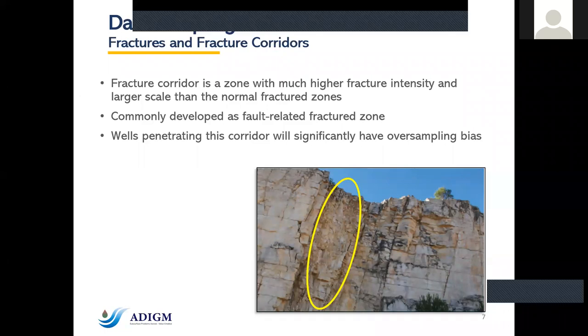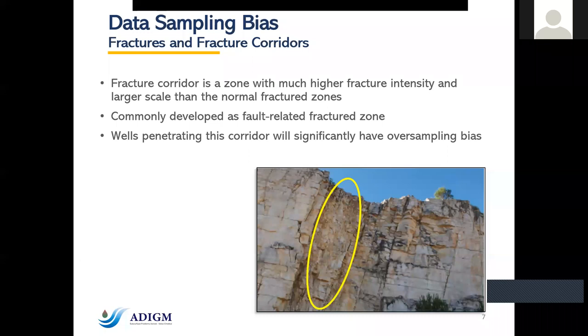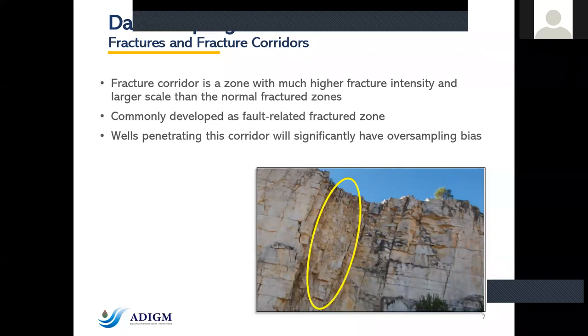The fracture corridor is also commonly developed as a fault-related fracture zone. So nearby the faults, we usually find these fracture corridors. And away from it, the fracture intensity or the fracture density becomes less.